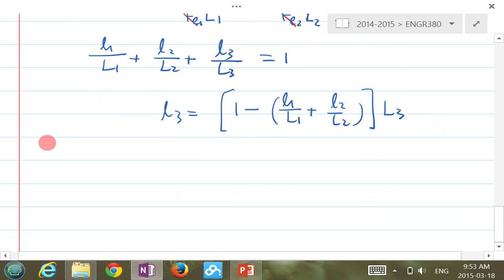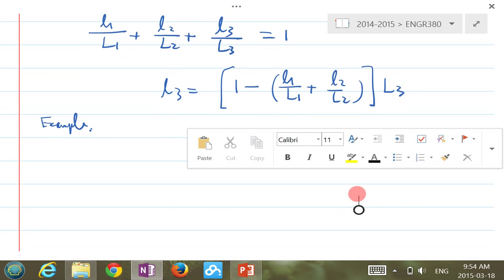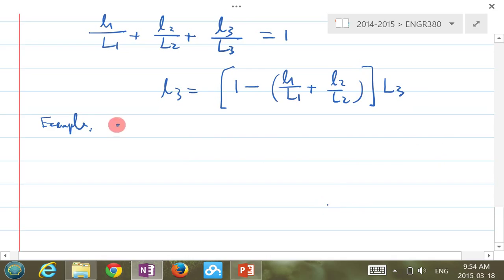So let's take a look at an example. This is basically one of the assignment questions. Actually, I think I tested it once in the final, the same question. A lot of trouble. Let's see where.